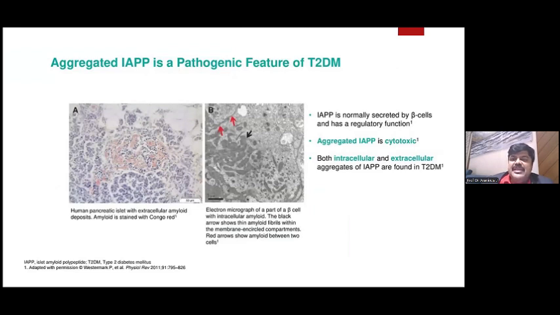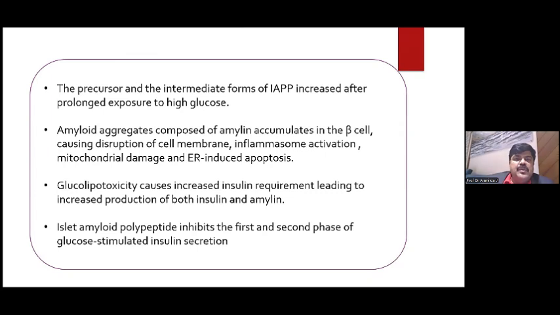IAPP is normally secreted by beta cell and has a regulatory function. Aggregated IAPP, that is islet amyloid polypeptide, is cytotoxic. Both intracellular and extracellular aggregates of IAPP are found in type 2 diabetes. So the precursor and intermediate forms of IAPP increased after prolonged exposure to high glucose.